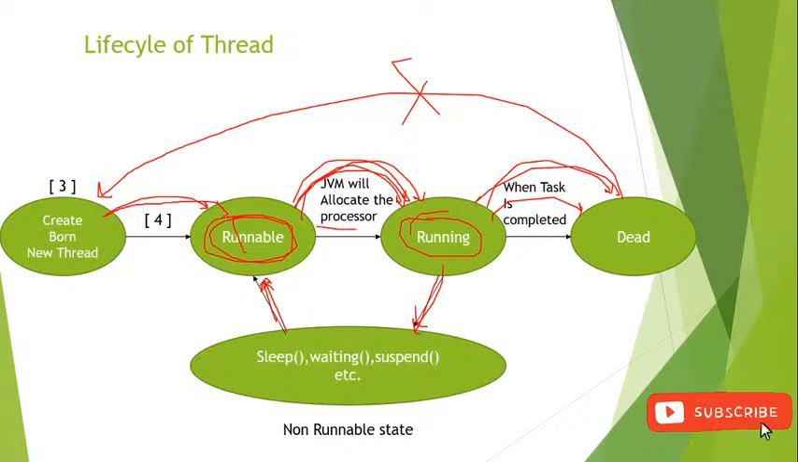It is not executing in the runnable phase. Remember this thing. When the JVM allocates the processor to the thread, only after that will it start executing the thread. It totally depends on the thread scheduler, which is responsible for allocating the processor to the thread.